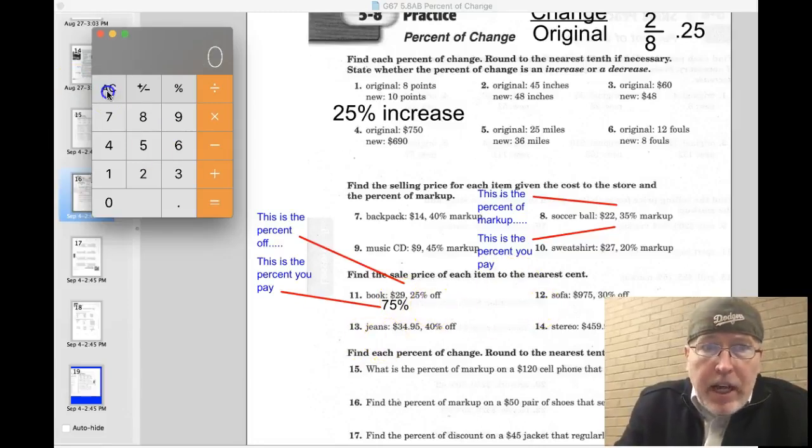Here, let's take a look at another one here. It's 40% off. If something is 40% off, then you're going to have to pay 60%. So take $34.95, and we're going to multiply that by the 60% that we have to pay, and you get $20.97. Slam bam, thank you, ma'am.